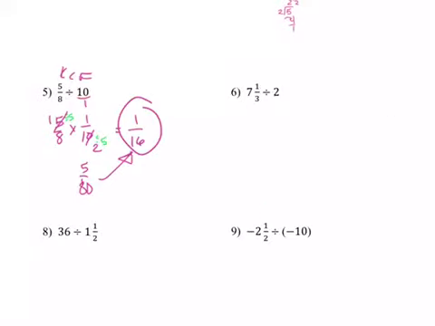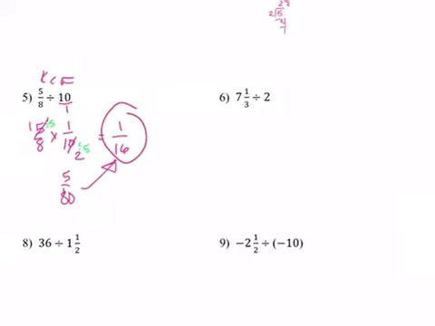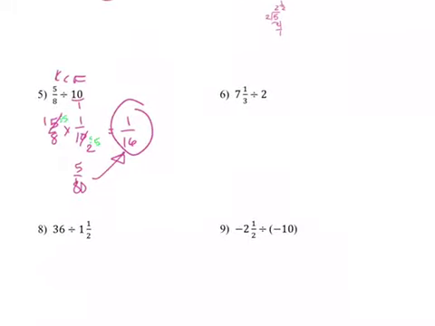On number 6, I have to change both of these fractions. So number 6, how do I change 7 1/3? That'd be 21 plus 1, that'd be 22/3. Good, I have to change it to improper. And then what about 2? Put a 1 under it. 1 underneath it. And then that would be 2/1. So now I can keep, change, flip.